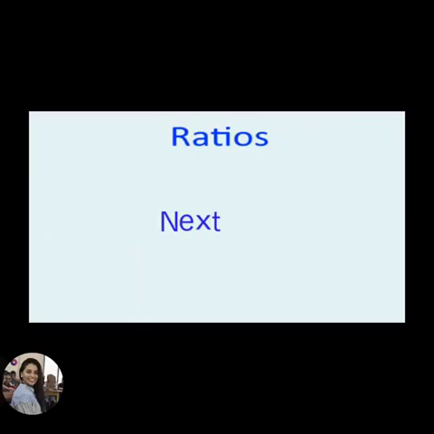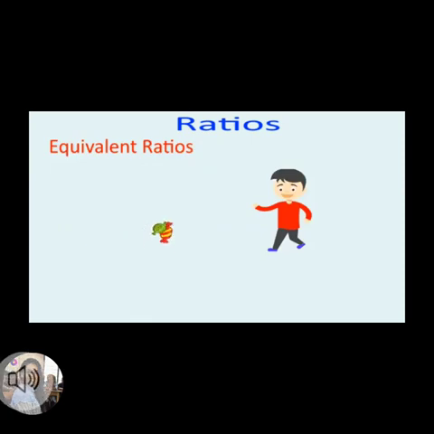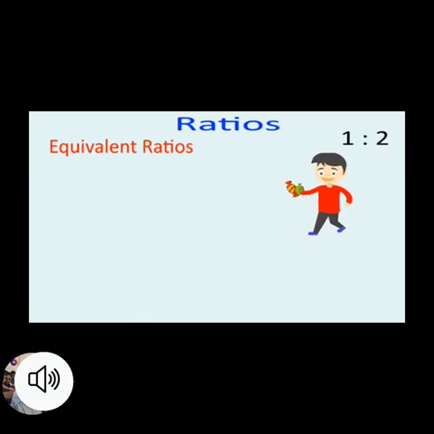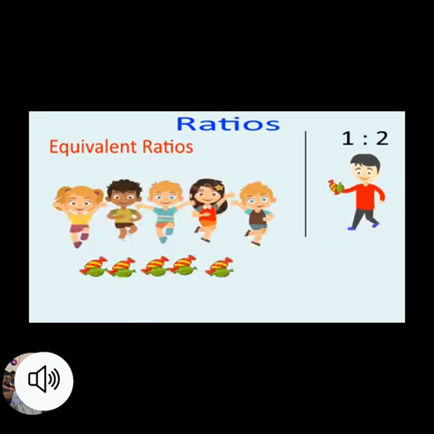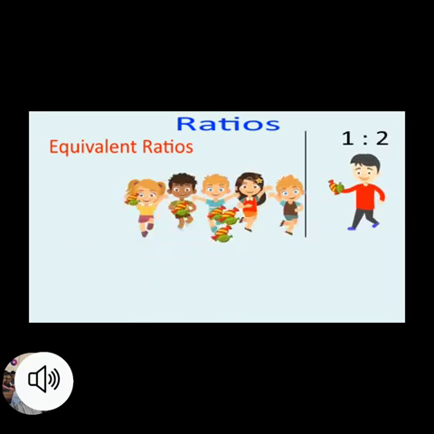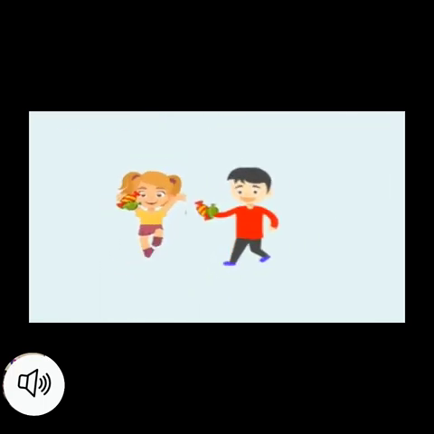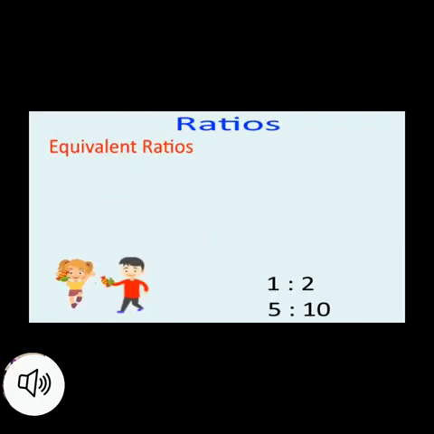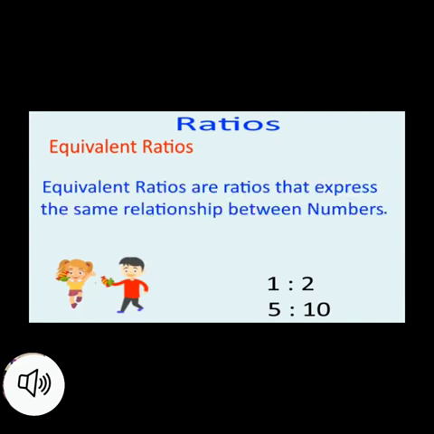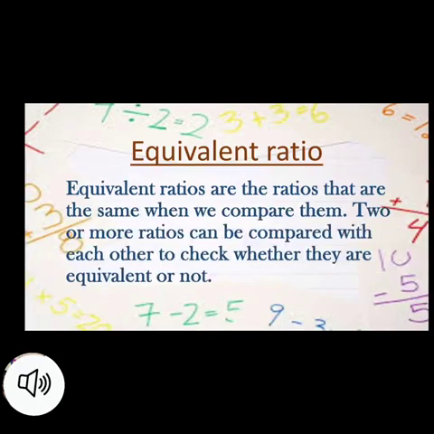Next, we can learn equivalent ratio. Here one kid has 2 seats, and it can be represented as the ratio 1:2. Here are 5 kids and 10 seats. This is equally distributed among them and can be written as the ratio 5:10. In both ratios, each kid gets 2 seats. So 1:2 and 5:10 express the same relationship. Equivalent ratios are ratios that express the same relationship between the numbers.